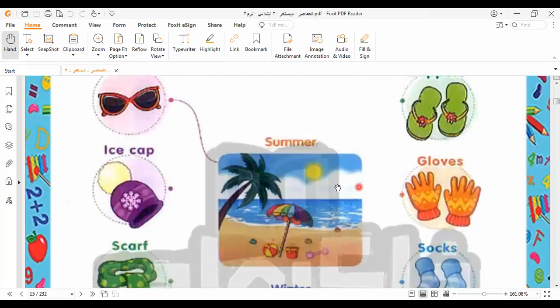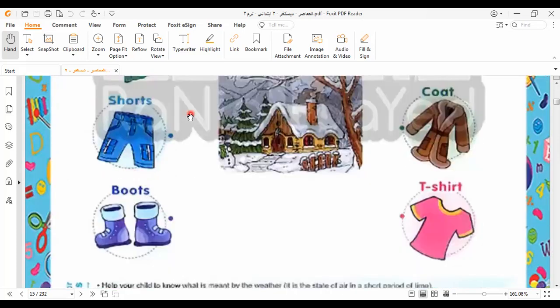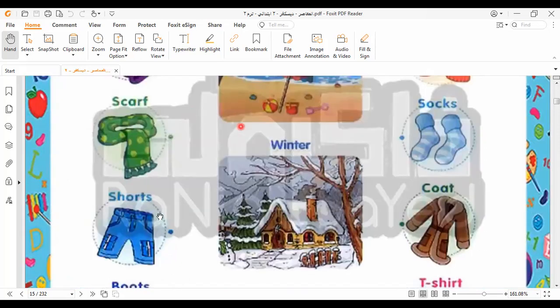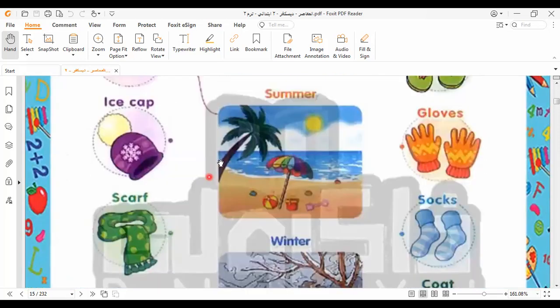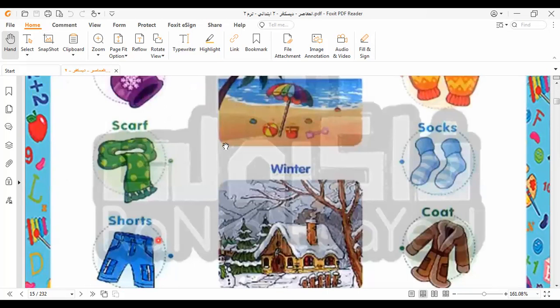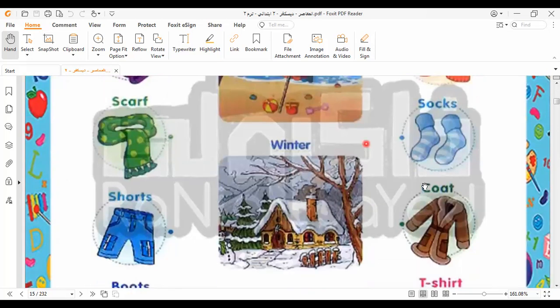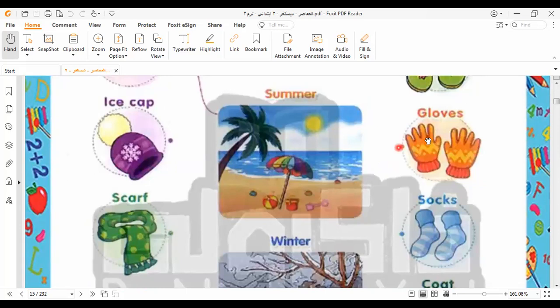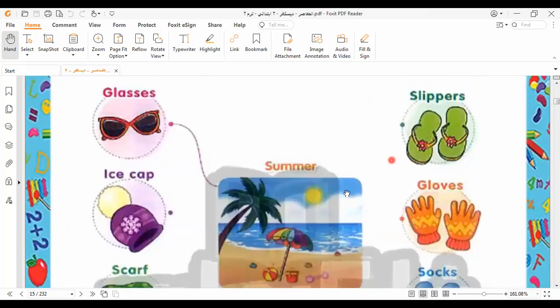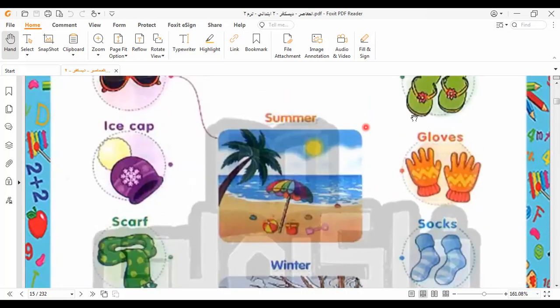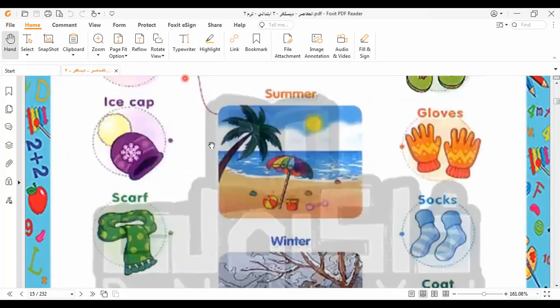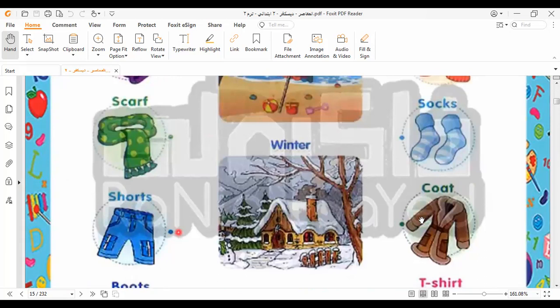we have clothes and things that we wear in this weather. So in summer we use glasses, and we also use shorts, where the weather is hot. We also wear a t-shirt and slippers. When we go to the beach, we wear these slippers. Okay, we have slippers, glasses, shorts, and a t-shirt.